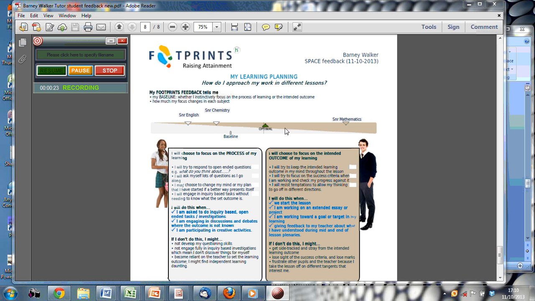So here's our scale now, and our two ends of the scale. At this end of the scale, we have a focus on the process of my learning, and at this end of the scale we have a focus on the intended outcome of my learning. So let's have a look at this end of the scale first, the focus on the process of my learning.